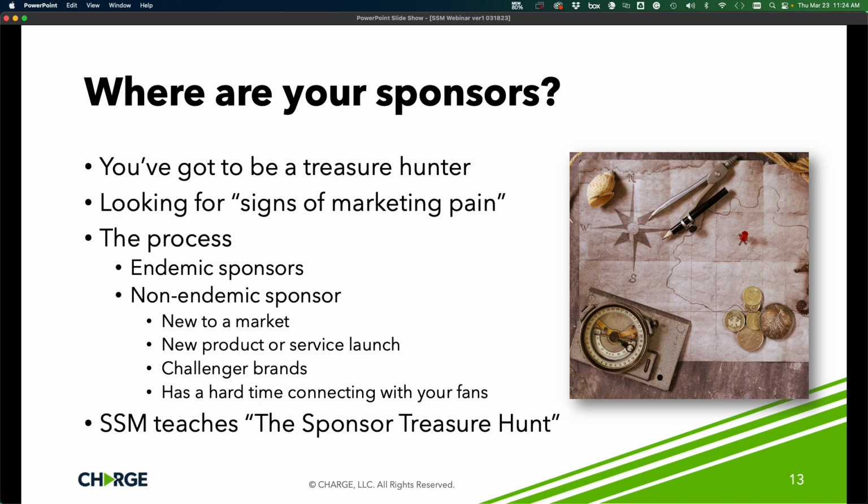So our sponsorship success method teaches the sponsor treasure hunt to use these and other methods to find the signs of marketing pain so you can identify the great sponsors to go after.